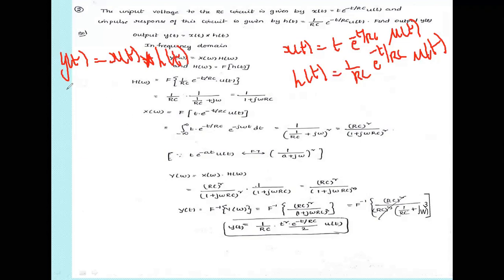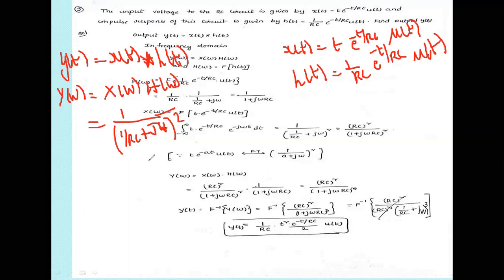Using one of the properties, convolution in the time domain is a product in the frequency domain: H of omega into X of omega. What is X of omega? X of t is given as t into e power minus t by RC into mu of t. Since e power minus at mu of t has transform 1 by (a plus j omega), here a is 1 by RC. Since t is multiplied, it becomes a whole square.